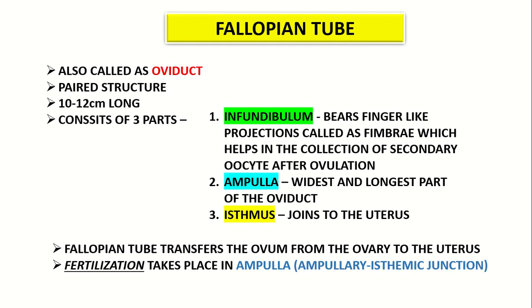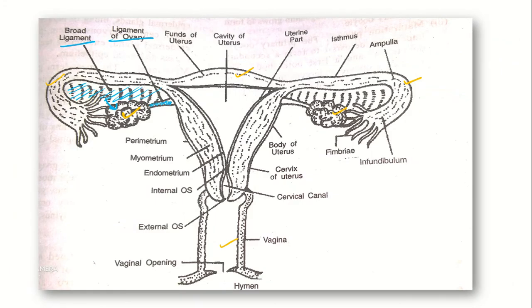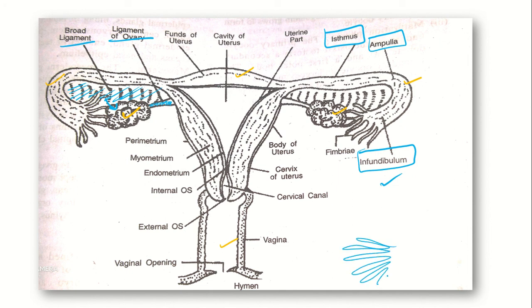Then another one is the fallopian tube. These are also paired structures, also known as the oviduct. They are 10 to 12 centimeters long, and have 3 parts. See in this structure, these have 3 parts. First is the infundibulum, then the ampulla, and then the isthmus. The infundibulum is the first or anterior part, which contains finger-like projections called fimbriae.